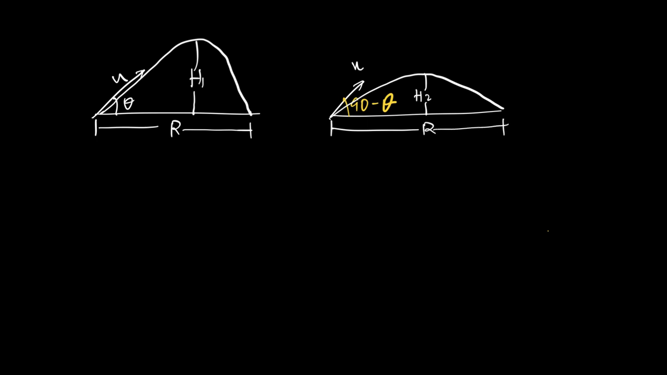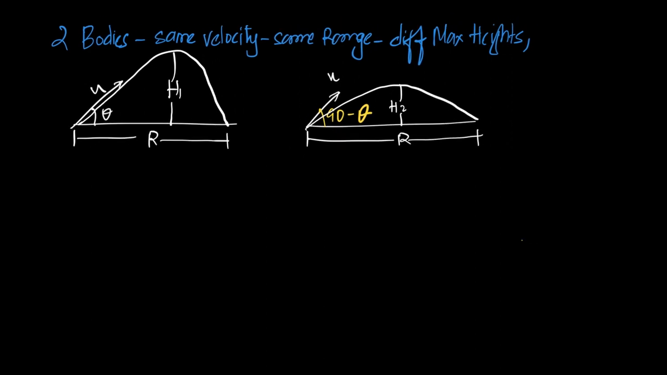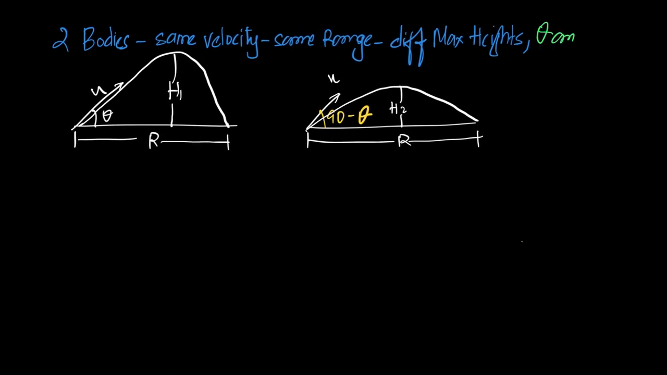Okay, so what are we talking about here? We're talking about two bodies projected with the same velocity, having the same range, but having different maximum heights and angles, theta and 90 minus theta respectively. Okay, so now we'll analyze these two motions.